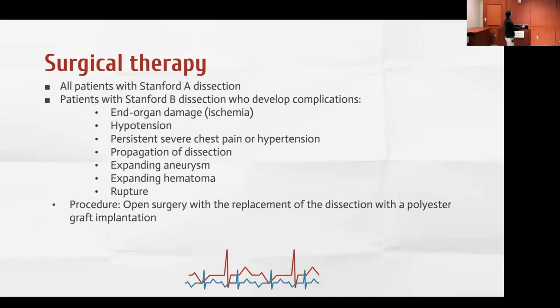For type B, again, it depends if they have end organ damage, hypotension, persistent severe chest pain, hypertension, expanding aneurysm, propagation of the dissection, expanding hematoma, or rupture. All those I've listed here are cases in which the patient should undergo surgical treatment. And they'll just go in and place an endovascular stent graft. There is a distinction though. I'm not going to be explaining the surgical techniques, but just for your information, anything that involves the ascending aorta or aortic arch, they typically do not use the endovascular stent graft.